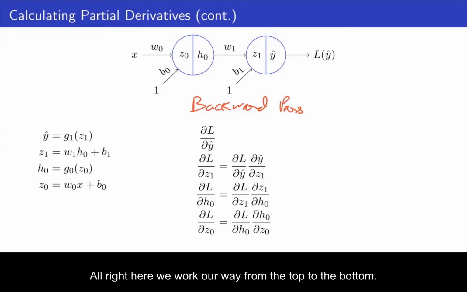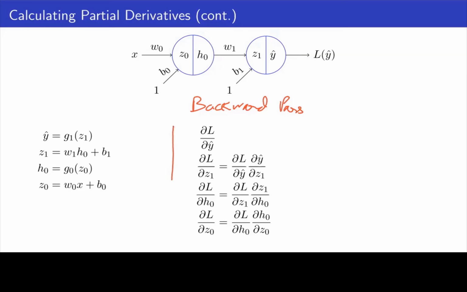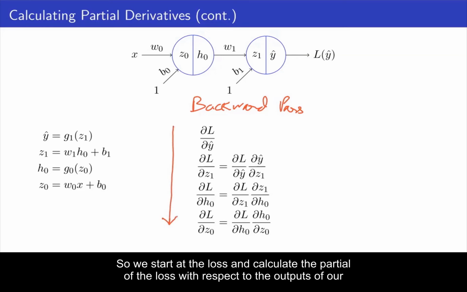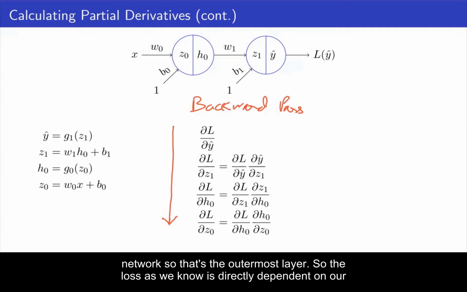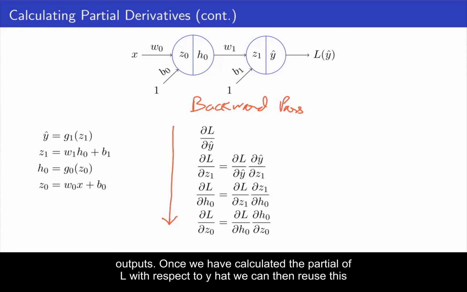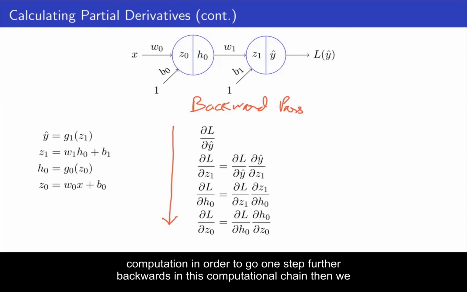All right, here we work our way from the top to the bottom. So we start at the loss and calculate the partial of the loss with respect to the outputs of our network. So that's the outermost layer. So the loss, as we know, is directly dependent on our outputs. Once we have calculated the partial of L with respect to Y hat, we can then reuse this computation in order to go one step further backwards in this computational chain.